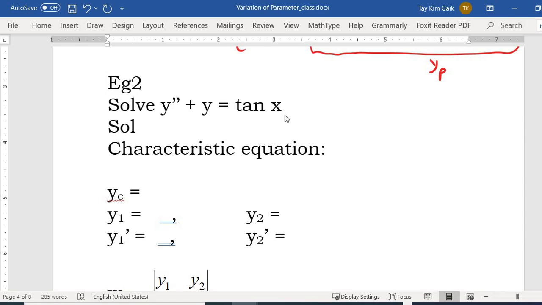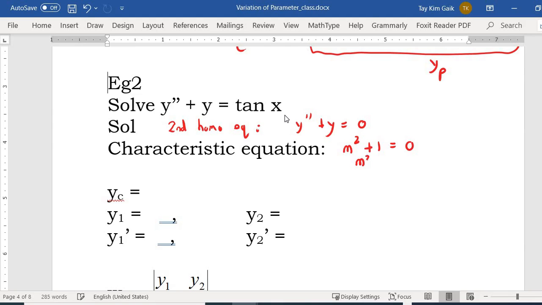So first step, when you see a non-homogeneous equation, you will have to solve the homogeneous equation first. Solve your second order homogeneous equation, meaning let the right hand side become 0. After that, get the characteristic equation by letting the second derivative be m squared. So y is 1. So this will be similar to example 1.